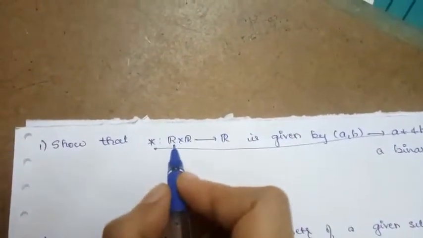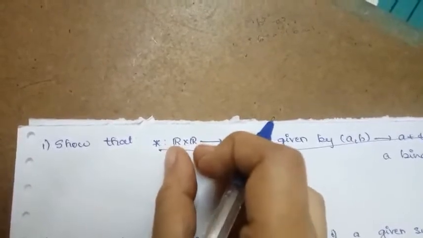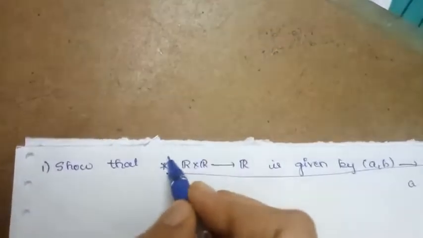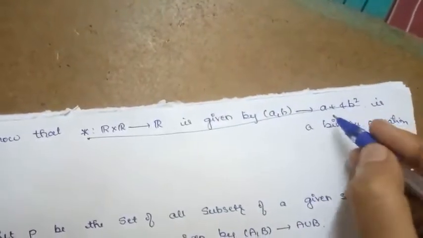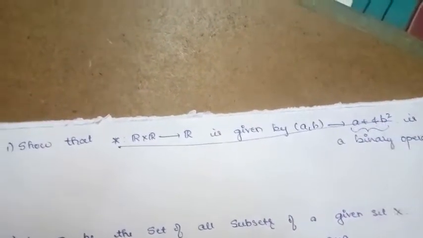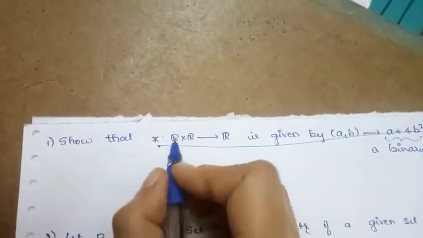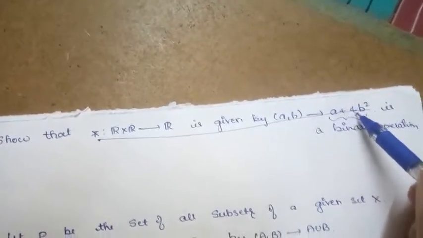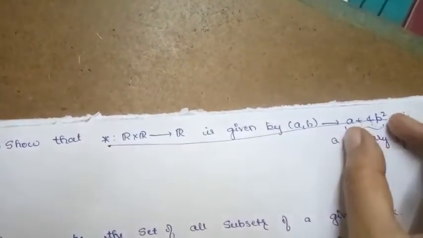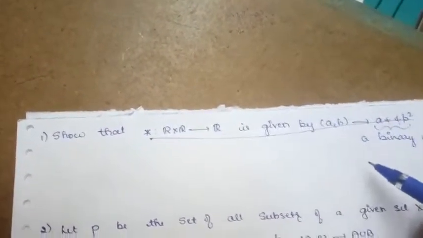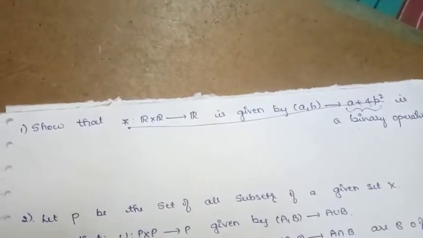Here, if we take any two elements from the Cartesian product of the set of real numbers, then upon applying this operator they develop a relation in this form, that is a plus 4 times the square of b. So if we take any two numbers from this Cartesian product, the first element plus 4 times the square of the second element is the relation developed between them. We need to say whether this is a binary operation or not.